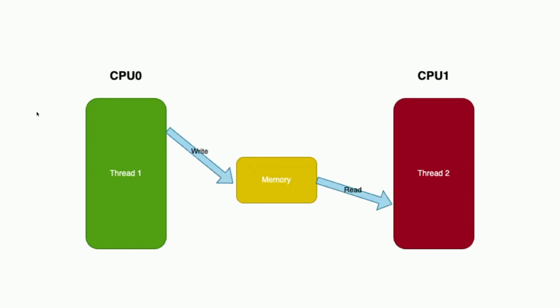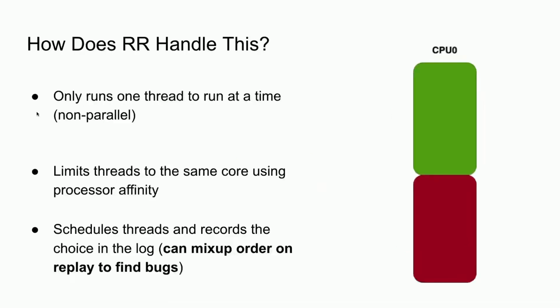We know that we have a lot of macOS apps that are using Grand Central Dispatch and other things. This is just something we have to account for. So how does RR handle this? Well, they just pin everything to one core. They use thread affinity, run everything non-parallel, and then they end up scheduling and recording the choice of what they did, and so they end up doing cooperative scheduling on their own. So they intercept and they schedule on their own.